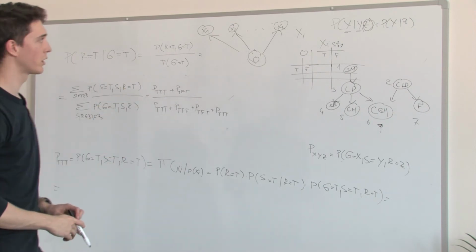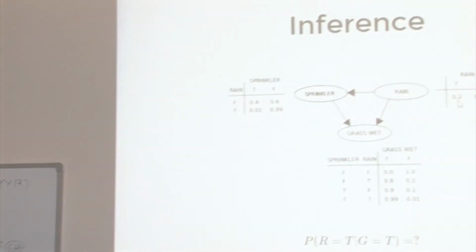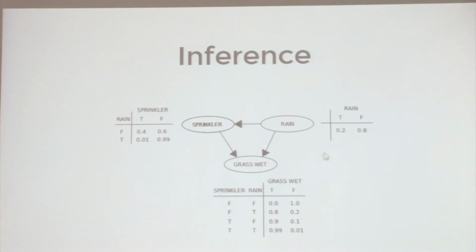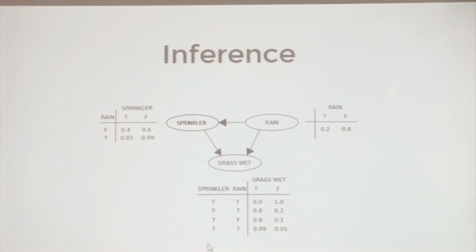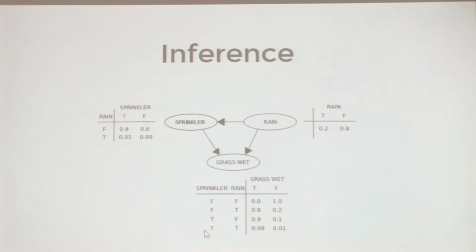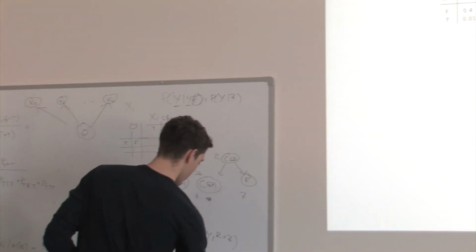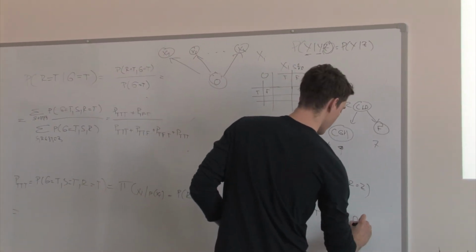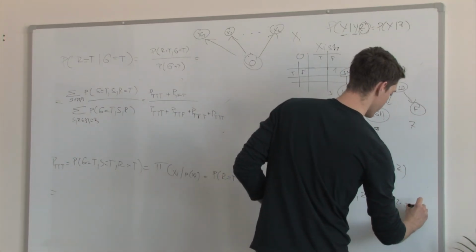Each value we can simply take from the table. So let's say the probability that it has rained is 0.2. The probability of the sprinkler being on when it has rained is 0.01, and the probability of grass being wet when both the sprinkler was on and it has rained is 0.99. So this would be 0.2 times 0.01 times 0.99.